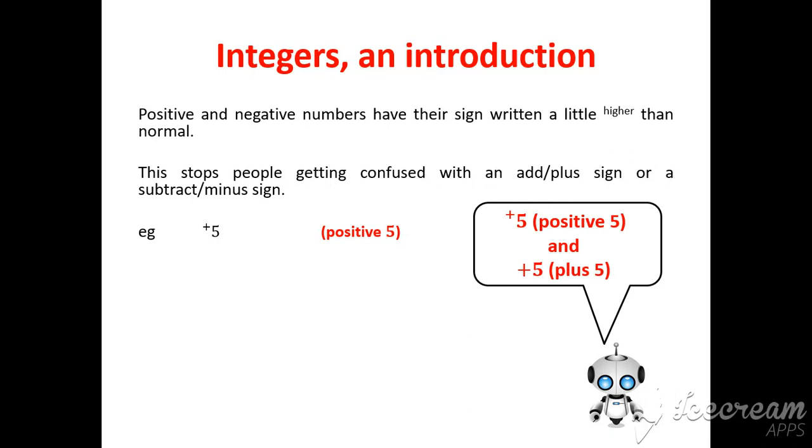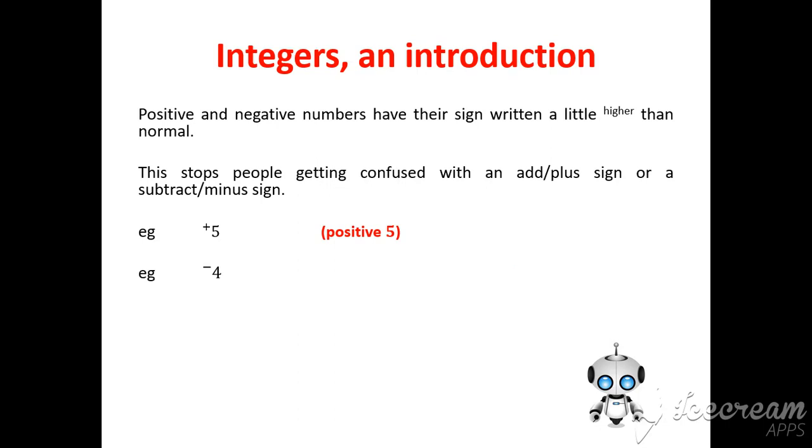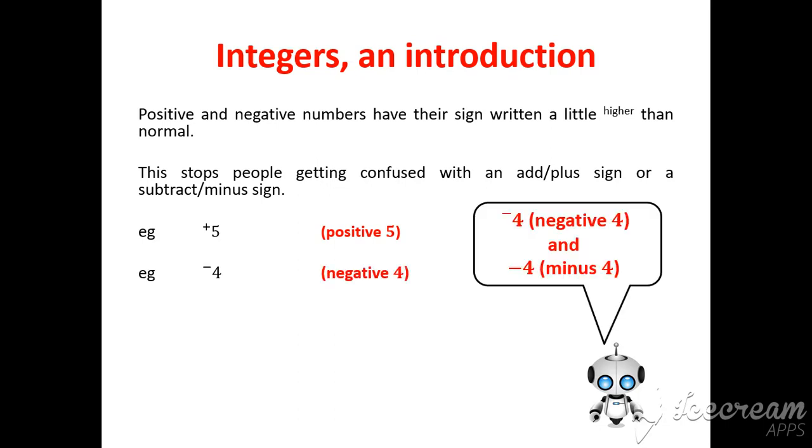Now have a look at what we're saying in the speech bubble. Positive 5 and plus 5. Notice the plus 5, the plus is quite large and in the middle and out the front, but the positive is a little bit high. So that just stops people getting confused with a positive 5 and a plus 5. Okay, this will be -4. And again, notice it's a little bit higher than normal and it represents -4 as opposed to me putting a large subtract or minus out the front.